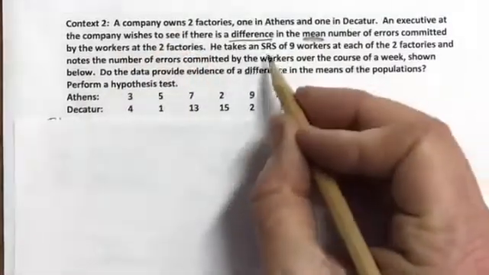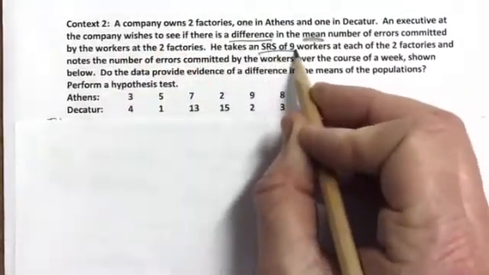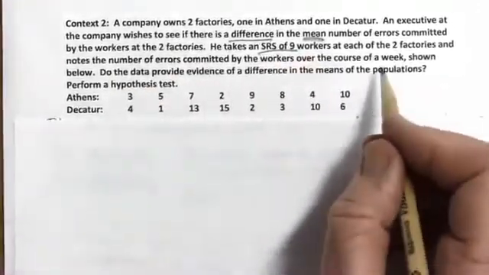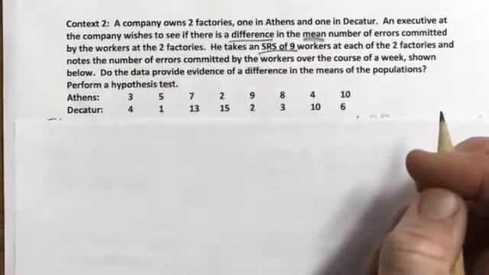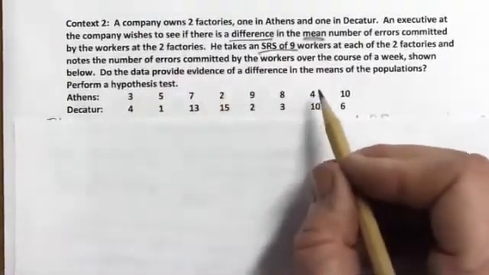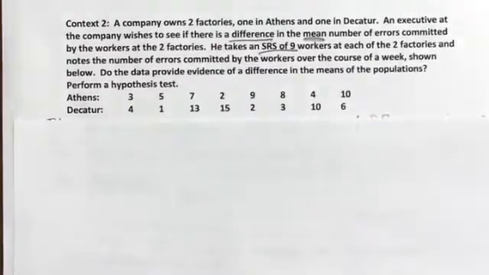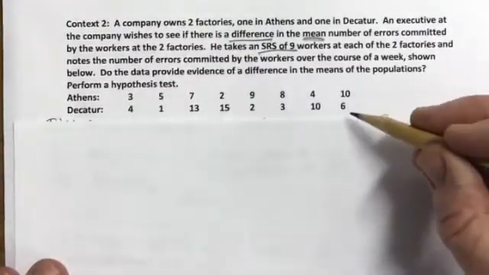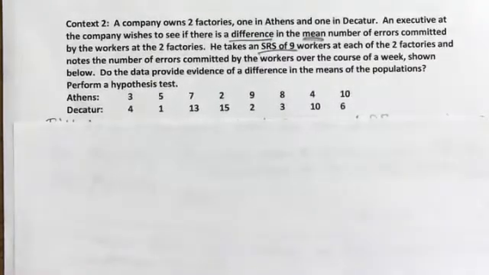The executive wishes to see if there's a difference in the mean number of errors committed by the workers at the two factories. He takes a simple random sample of 9 workers at each of the two factories and notes the number of errors committed by the workers over the course of a week. Shown below, do the data provide evidence of a difference in the means of the population? Perform a hypothesis test. Certainly their numbers of errors are different, but are they way different? Are they statistically significantly different, to where they would make us believe our population values are different?